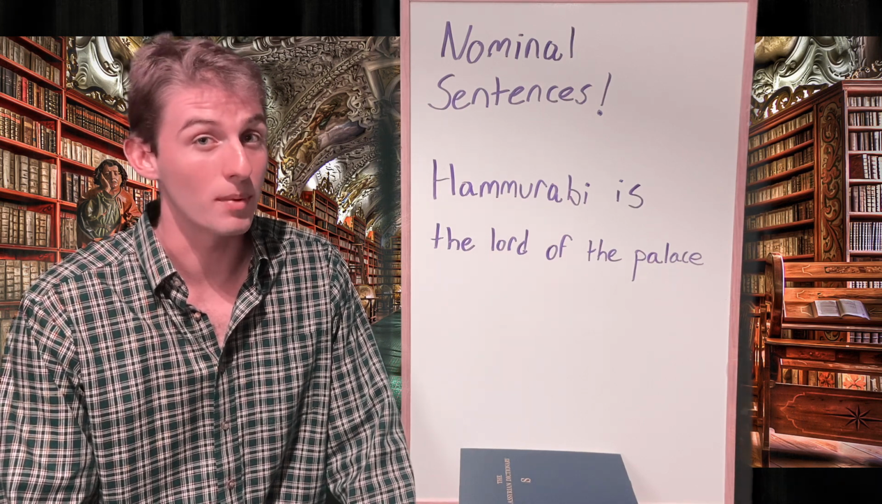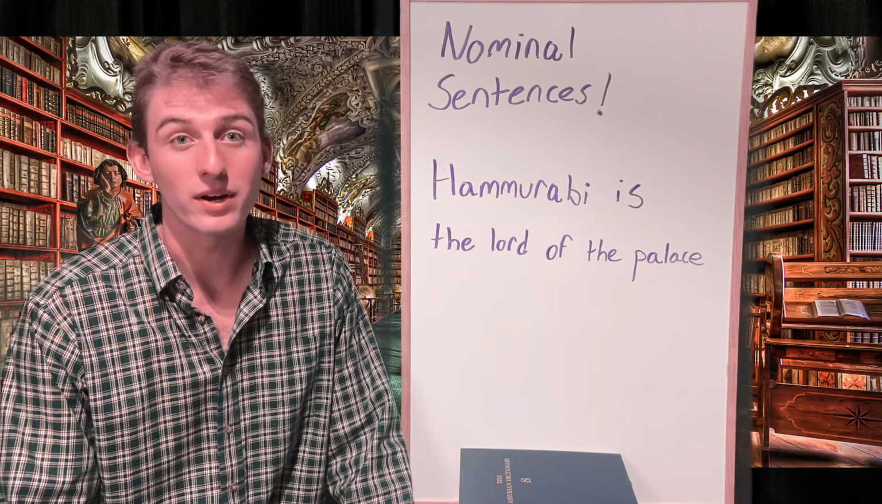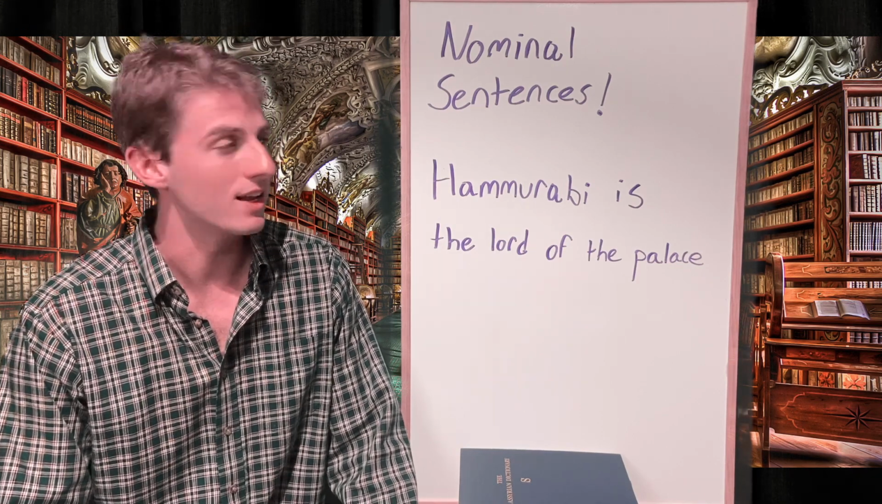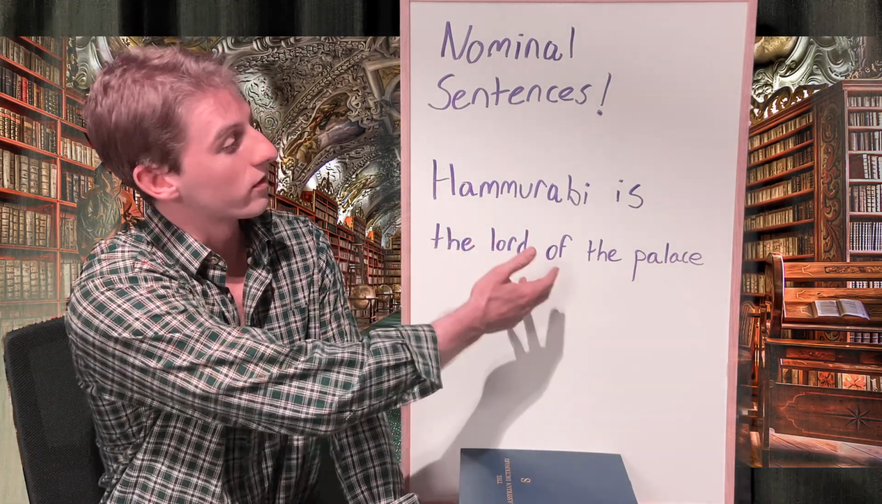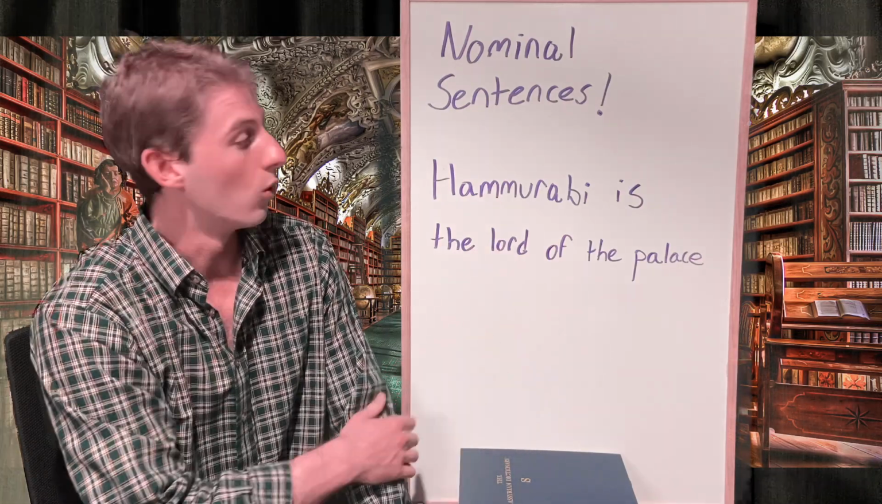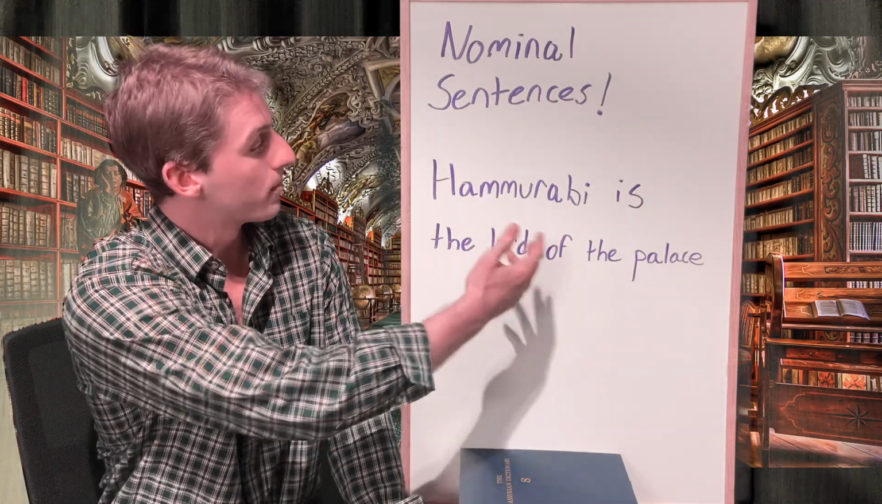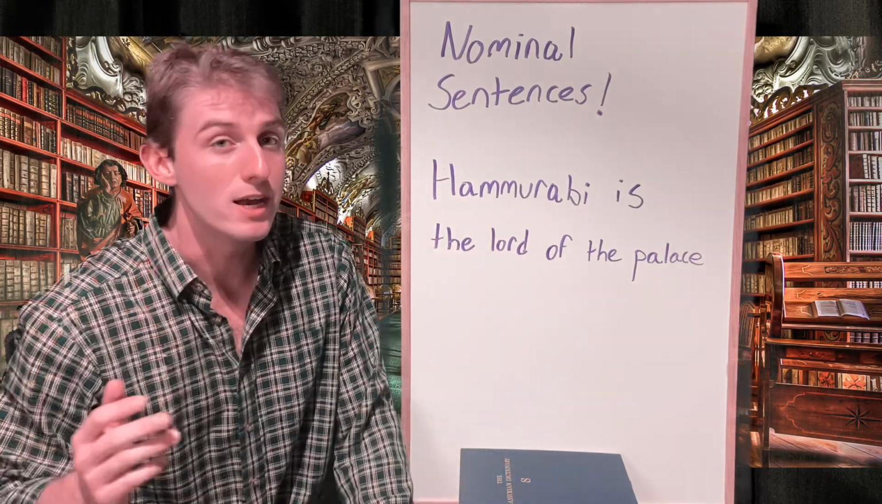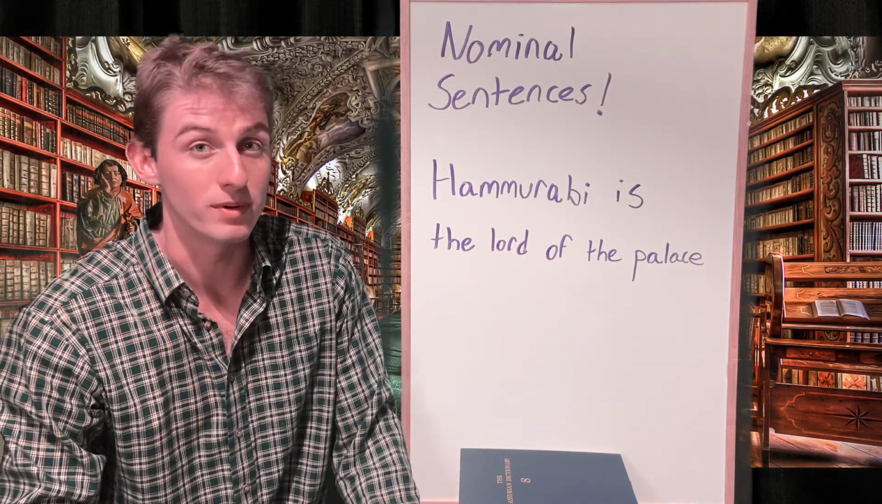Today we're going to talk about nominal sentences. Now in Akkadian there's no verb meaning to be. So in order to express an idea like Hammurabi is the lord of the palace, which is in the present tense, or in the past tense Hammurabi was the lord of the palace, or in the future tense Hammurabi will be the lord of the palace, a nominal or verbless sentence would have been used.